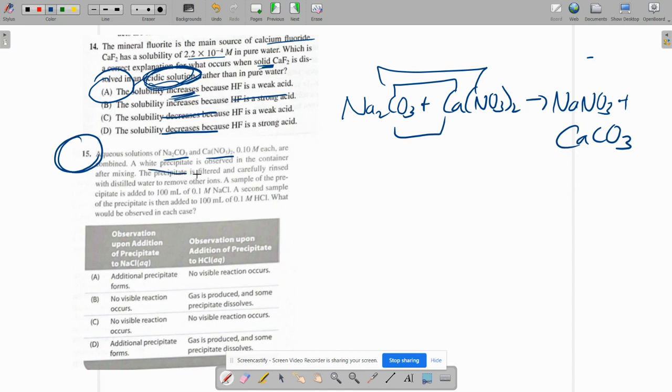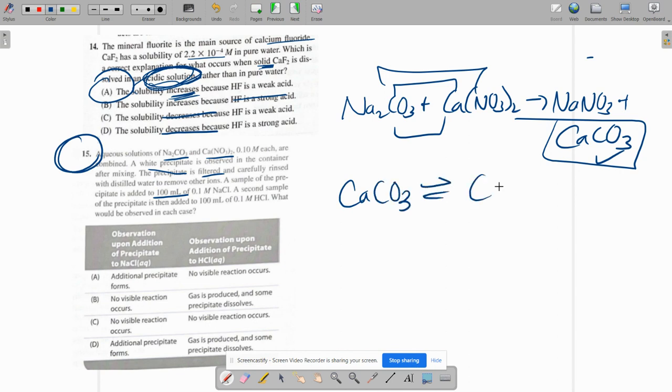It says a white precipitate is observed. Yes, I agree. The precipitate is filtered and carefully rinsed. So we're basically going to have this calcium carbonate sitting there. A sample of the precipitate is added to 100 mL of water. Fair enough. Being a precipitate, it's going to dissolve a little bit, but not very much. A sample of the precipitate is added to 100 mL of sodium chloride. A second sample is added to HCl.